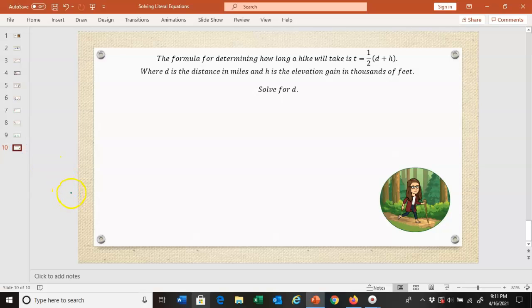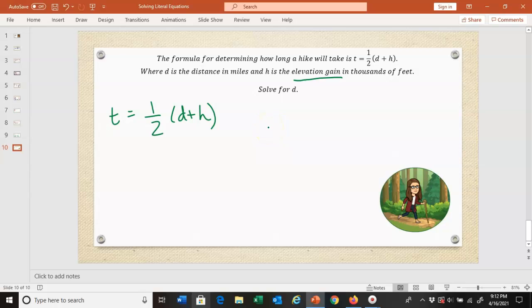All right, here's our last example. Here's the formula for determining how long a hike will take. I'm going to rewrite it. And then they give you some information, right? That really doesn't matter for our goal, but it's good to know. D is the distance in miles, and H is the elevation gain in thousands of feet. So when you think of elevation gain, I'm thinking H stands for height. How high did you walk?